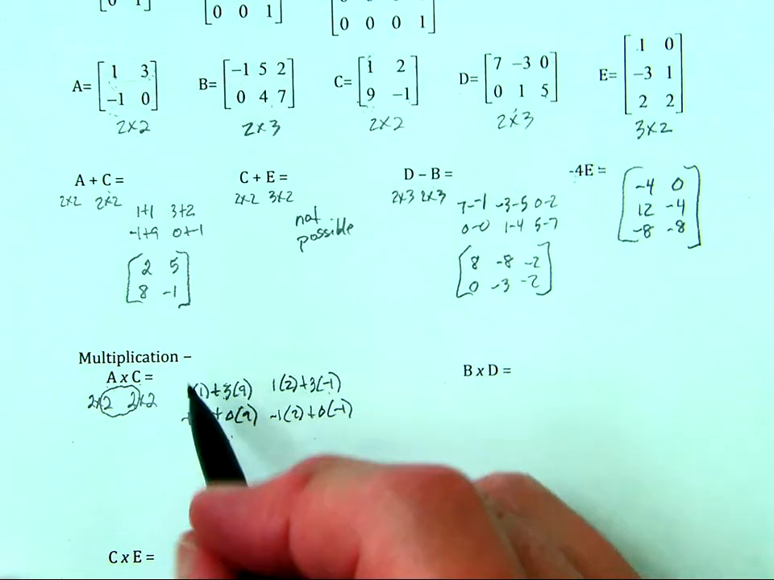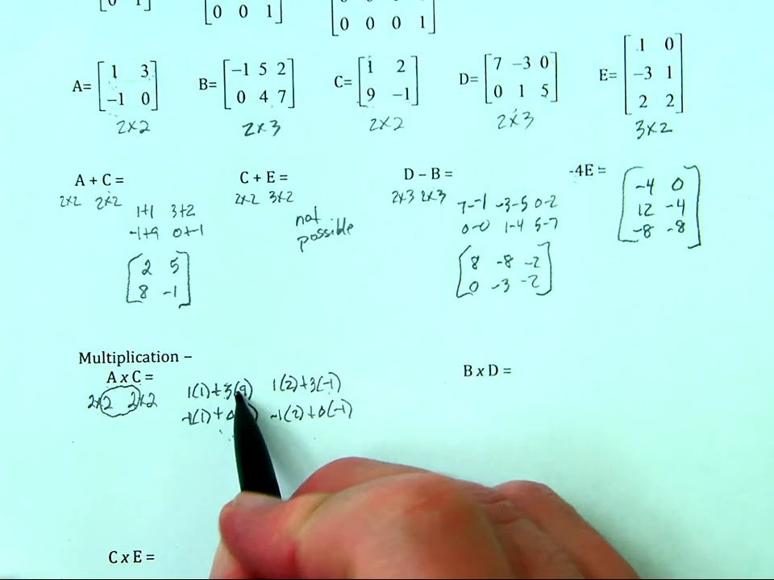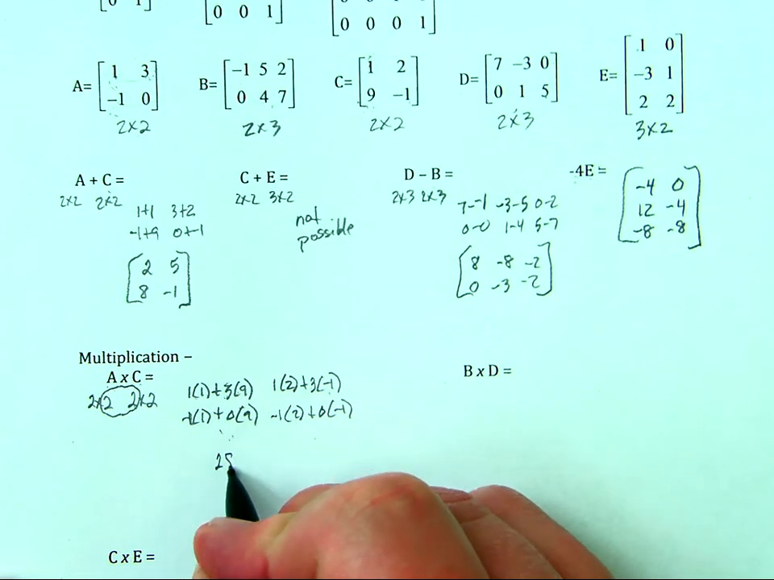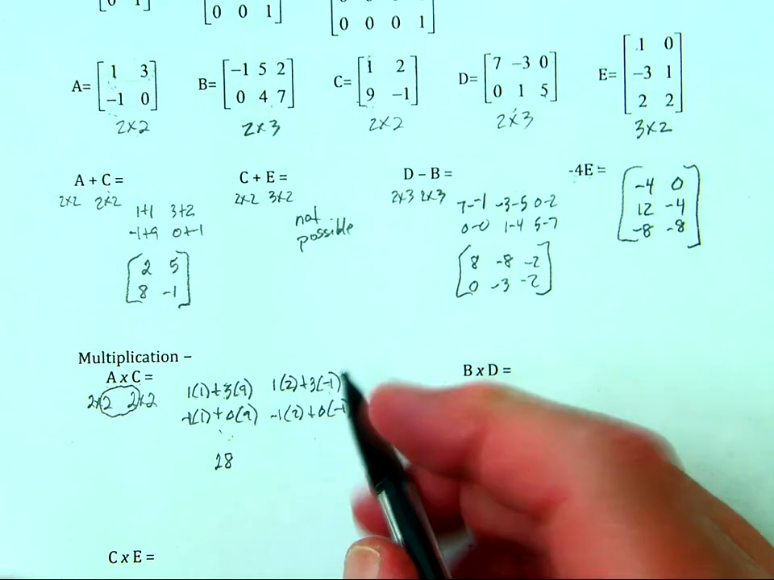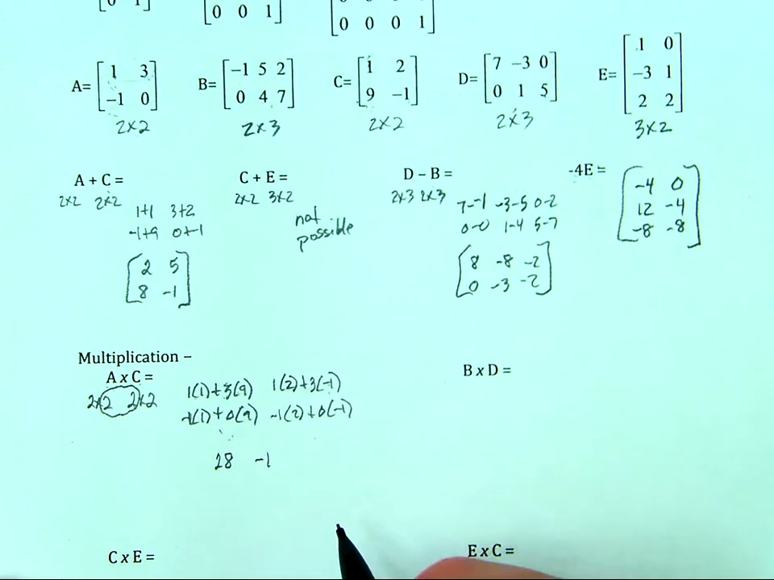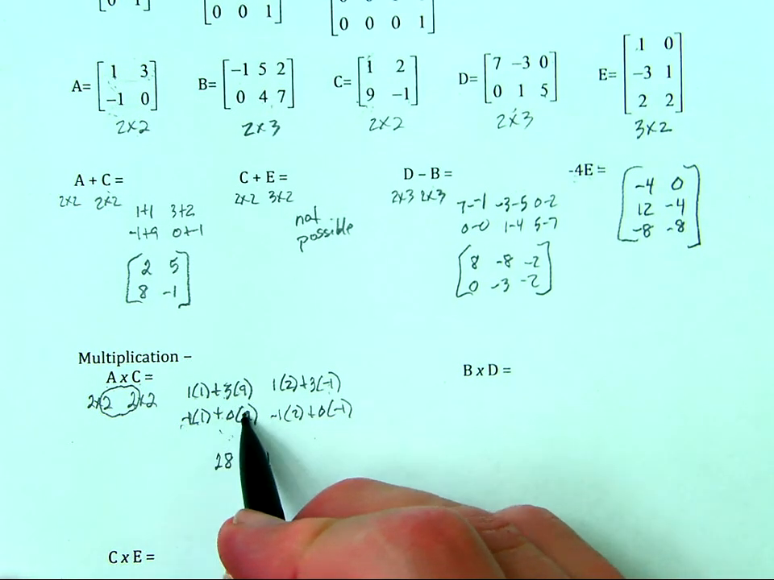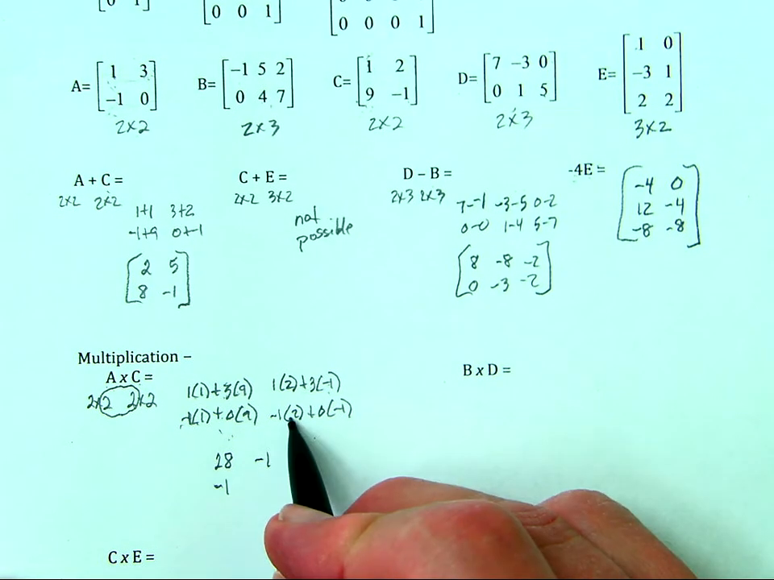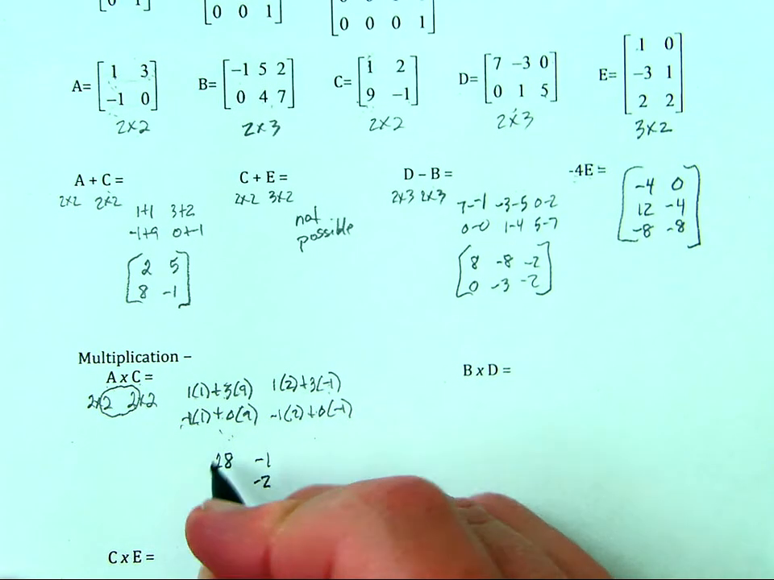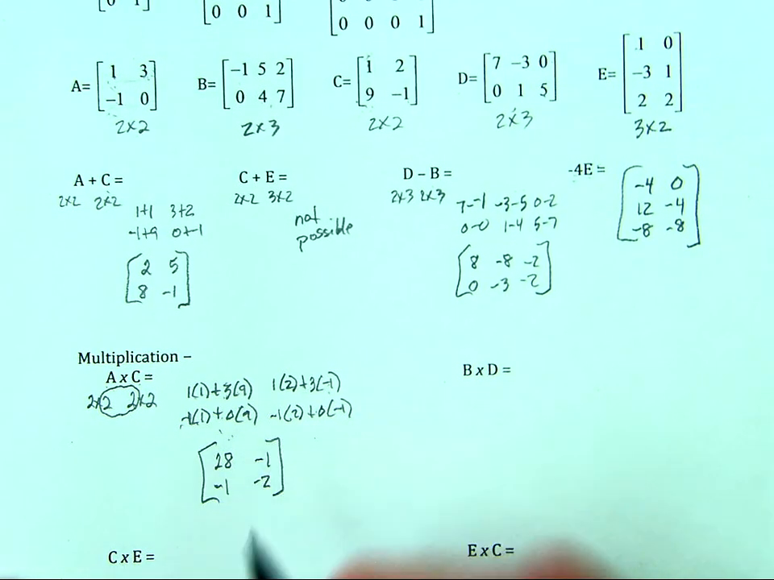Now we simplify all those. This will be 1 plus 27, 28. This will be 2 plus a negative 3, negative 1. Negative 1 plus 0, negative 1. Negative 2 plus 0, negative 2. And there's our answer.